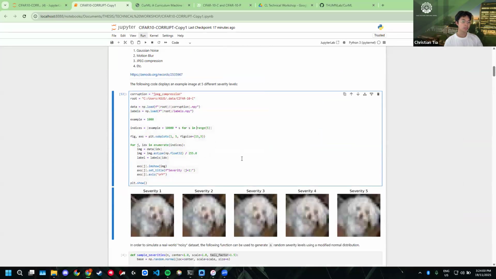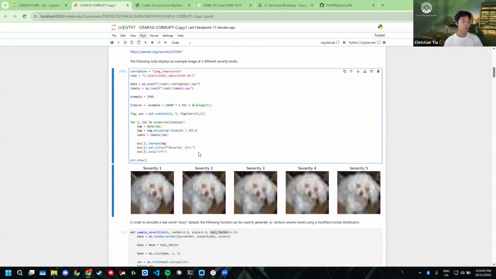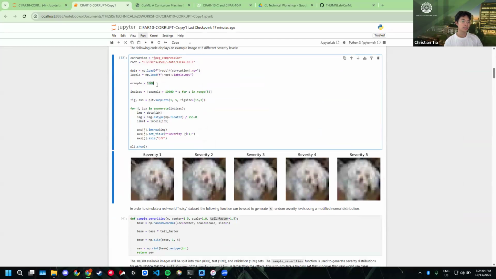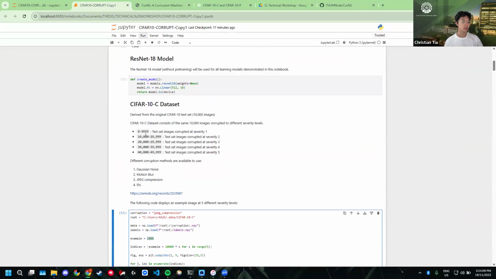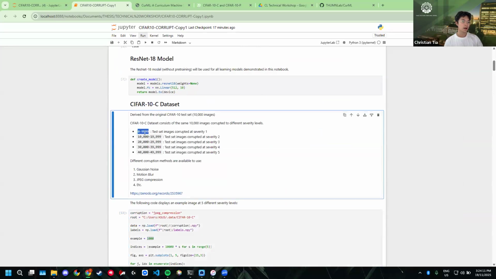And so to visualize what these look like, I have here an example. This is index 1000 of the dataset. So index 1000, since that falls within this first bracket, it would be the test image corrupted at severity level 1.